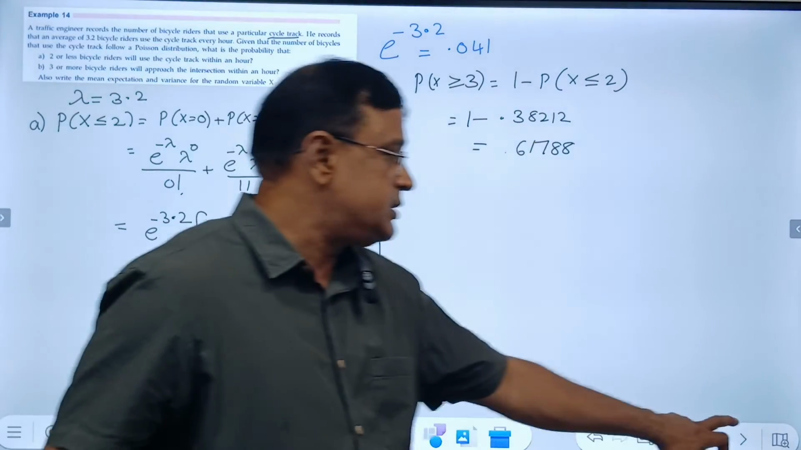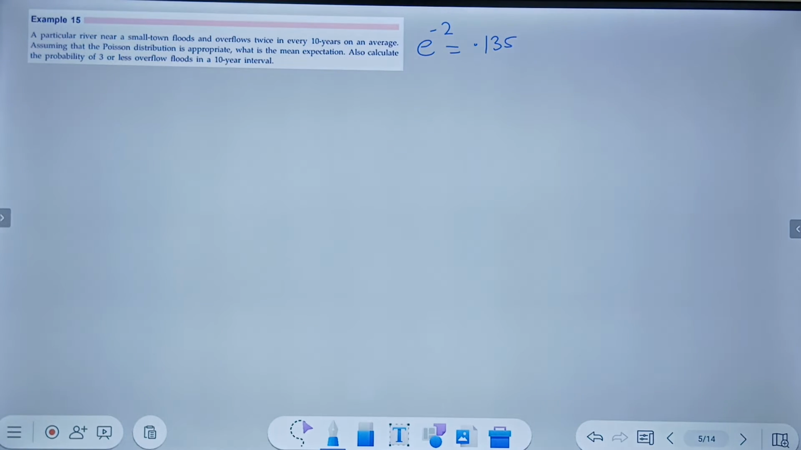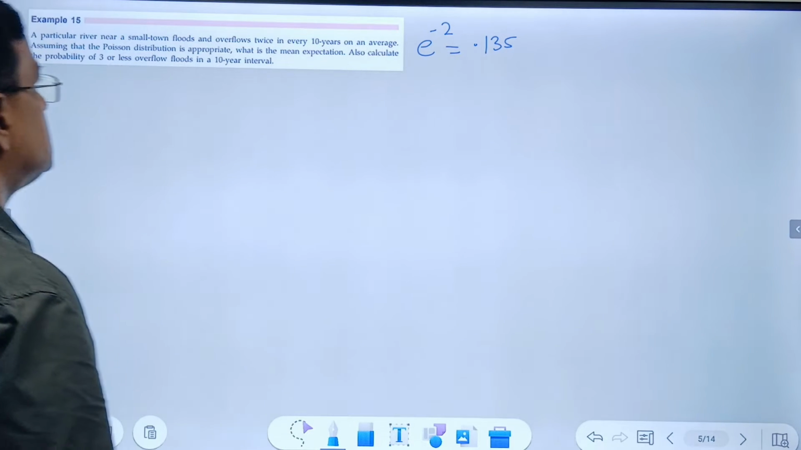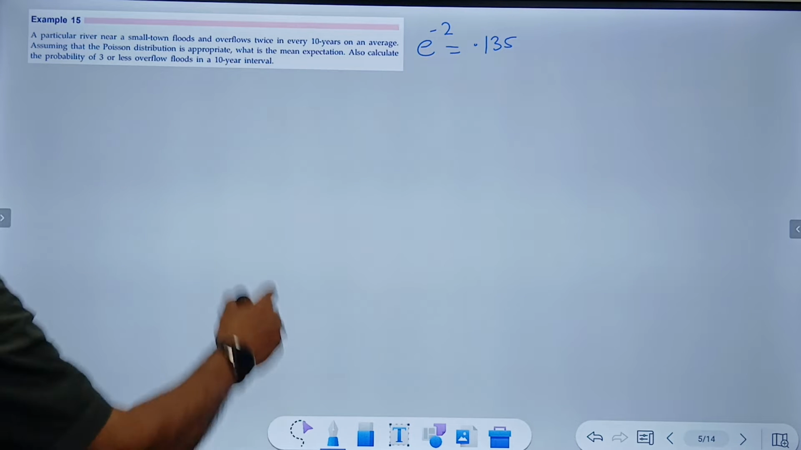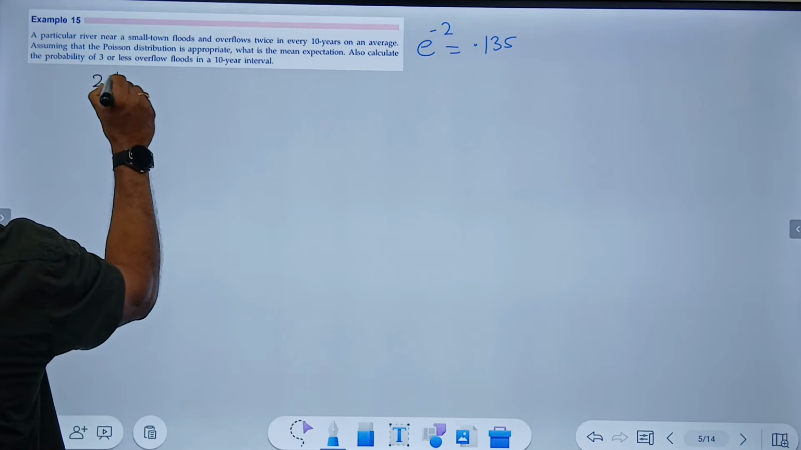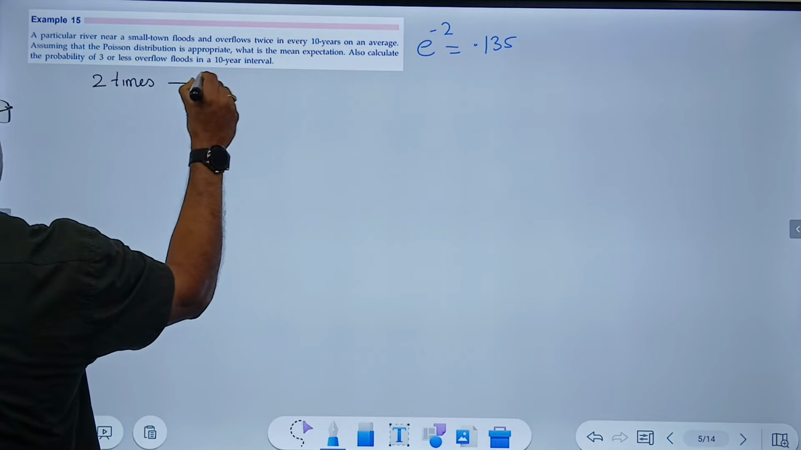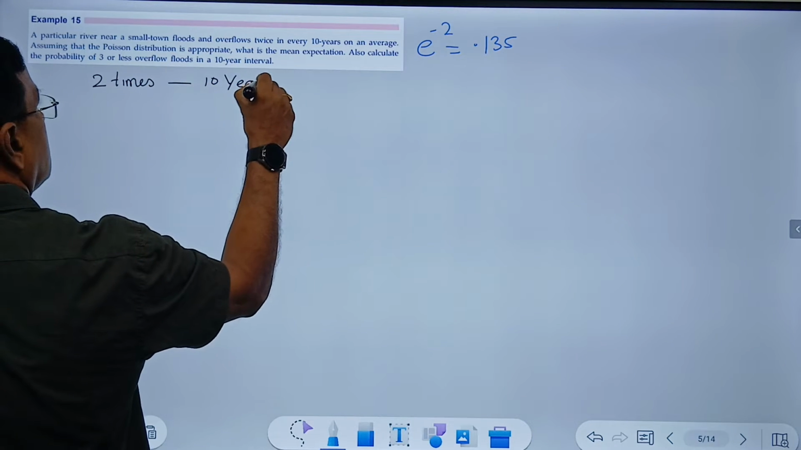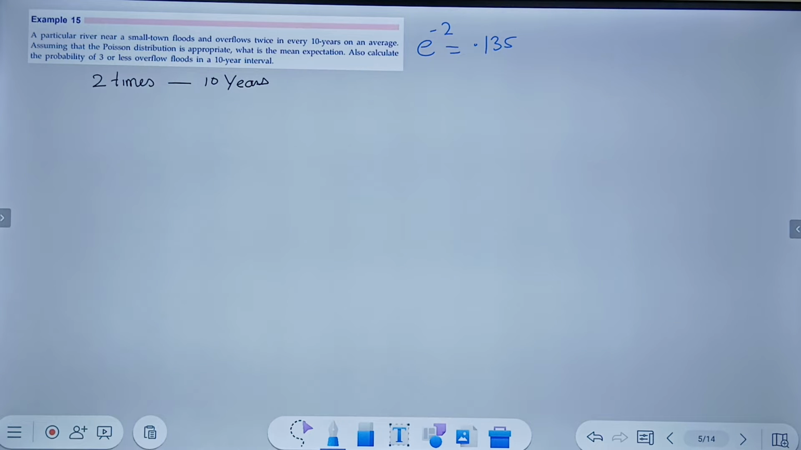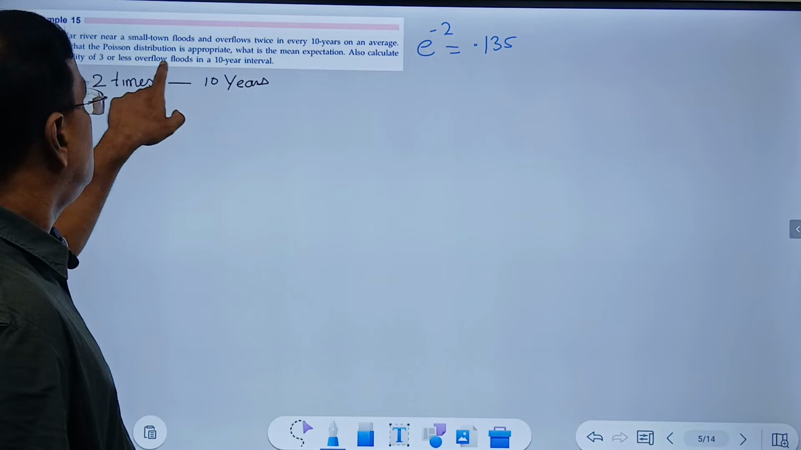Okay, now let's go to the next question. Now here a particular river near a small town floods and overflows twice in 10 years. It overflows 2 times in 10 years. Assuming that the Poisson distribution is appropriate, what is the mean expectation? Also calculate the probability of 3 or less overflows in 10 years.